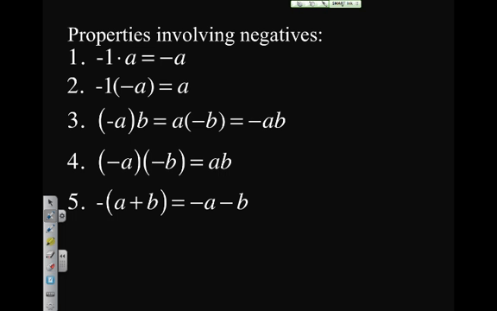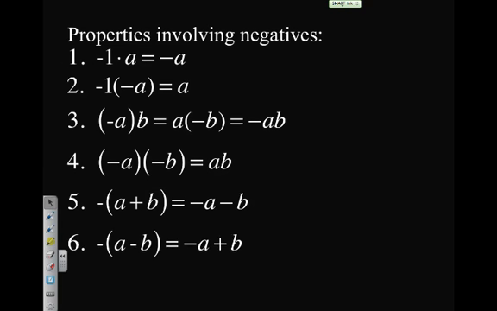If we have the opposite of a sum, just like the distributive property, this negative sign gets distributed to the A and then also to the B. So we get the opposite of A and the opposite of B. If we have the opposite of a difference, the same thing happens. The negative will go with the A, and it will also get distributed to the B, so it becomes the opposite of A plus B.